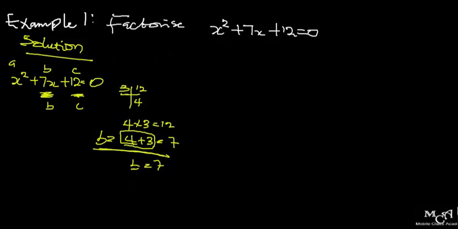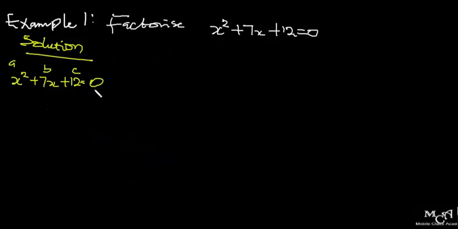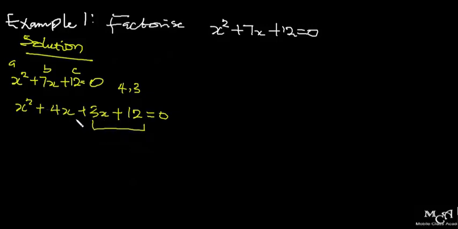Now let's clear the board and substitute the values gotten for our b. The values to substitute for our b are 4 and 3. Now let's input them here: x squared plus 4x plus 3x plus 12 equals 0. Don't forget we are equating our values to 0. So at this point, we are going to group.